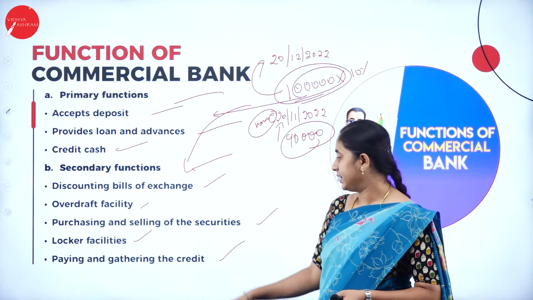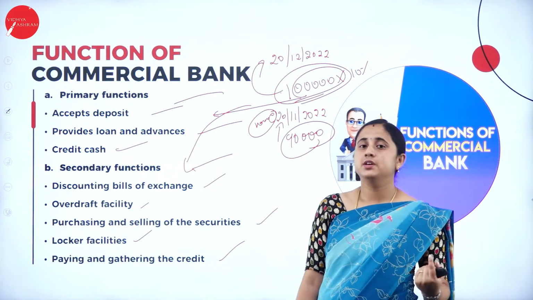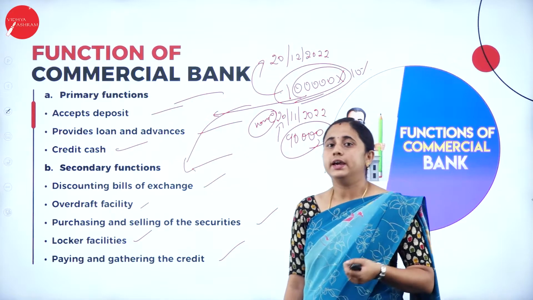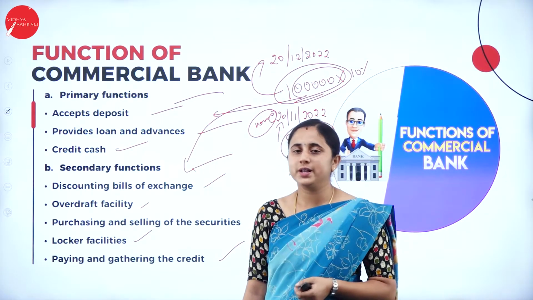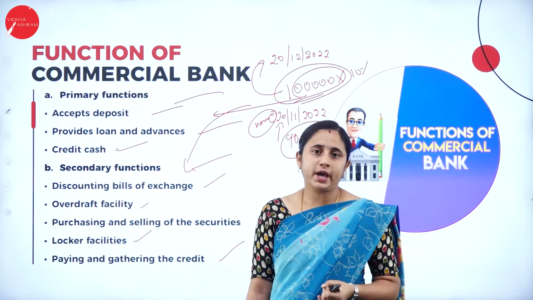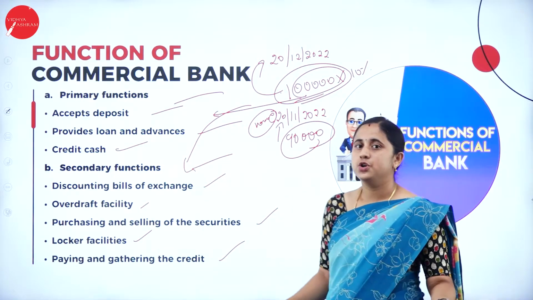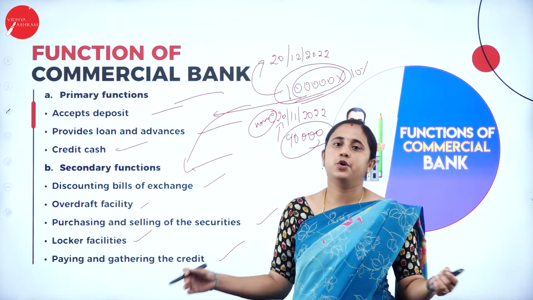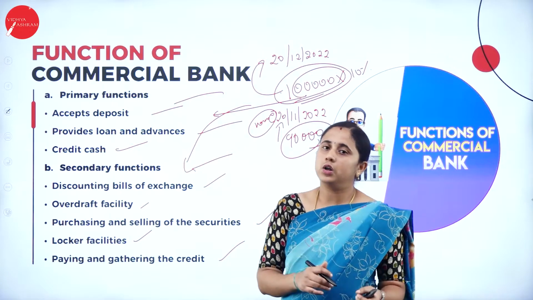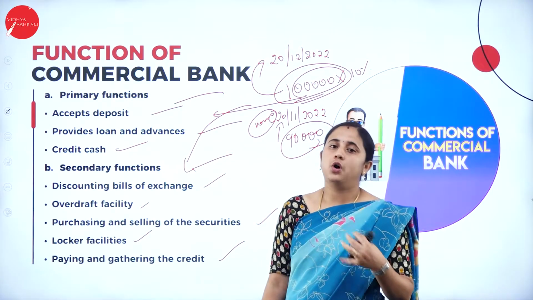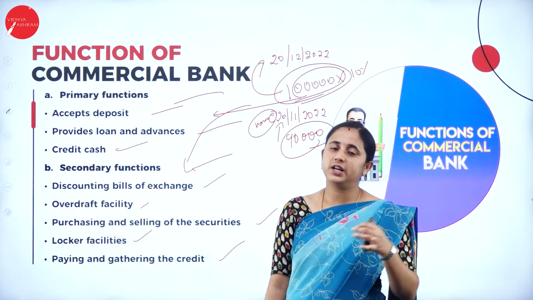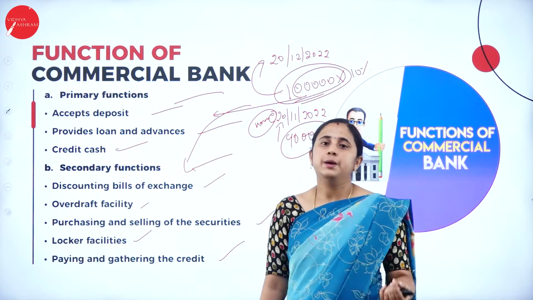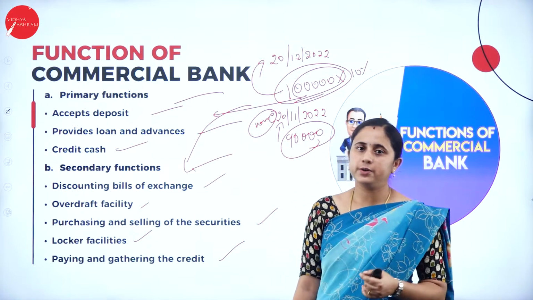So next one, paying and gathering of credit. That means we are going to collect all the different types of instruments like promissory note, cheque and bill of exchange. We are going to pay for the customer and collect all these instruments. On the maturity date, we are going to collect the money from the payee so that the bank can earn profit.